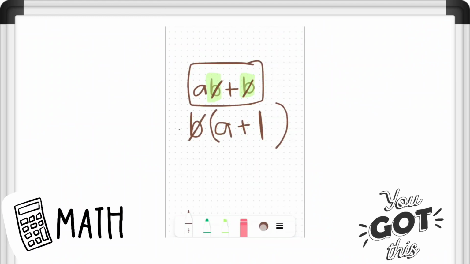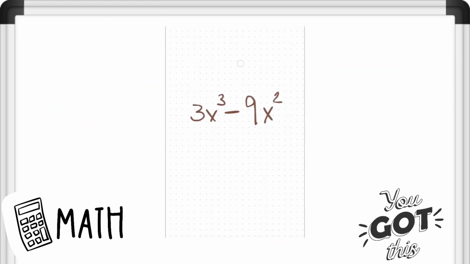If we look over here to the front part, there will be a 1 left here. And remember, in front of every variable, there's an invisible 1. We just don't need to write it. So that is your final answer. Let's go down to a bit more complex one.